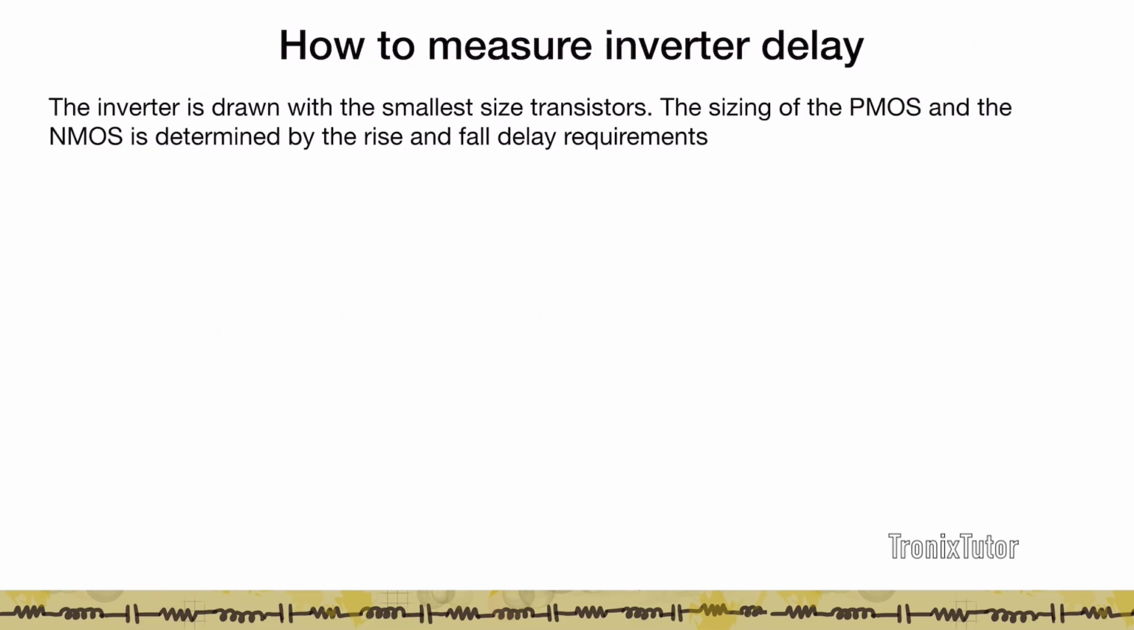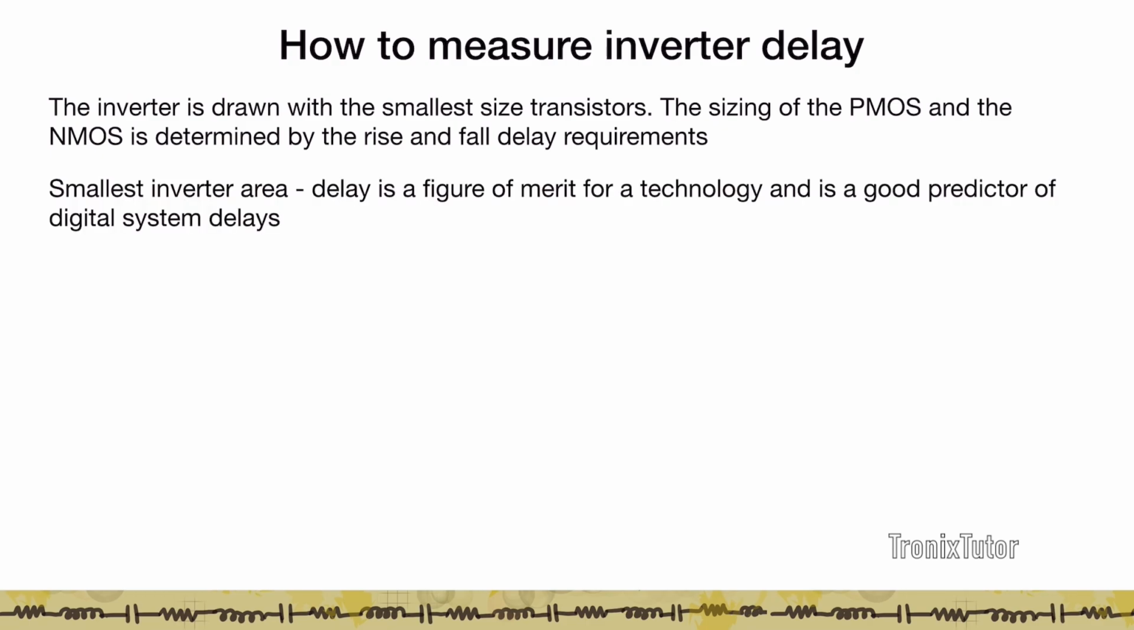So typically when we make transistors or when we make chips, we always want to measure the inverter delay on the chip. Normally the smallest inverter is drawn because the inverter with the smallest transistor sizes will have the smallest delay. And this delay is a figure of merit for a technology. So if I look at the inverter with the smallest area, its delay is a figure of merit, and it's a good predictor for digital system delays in that particular technology.